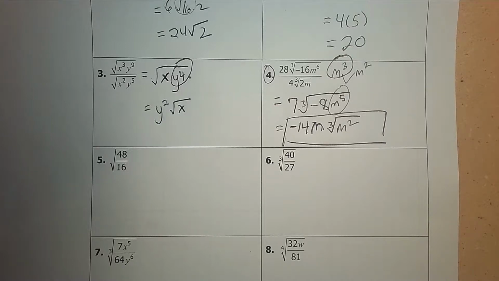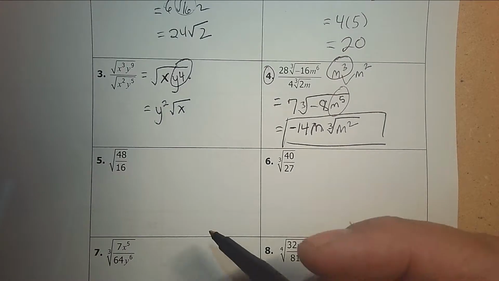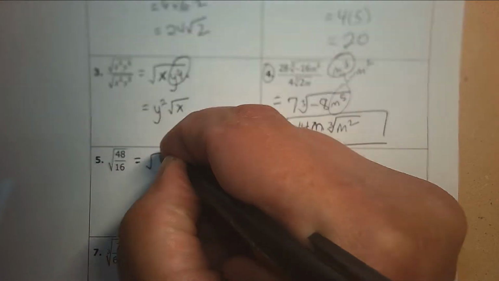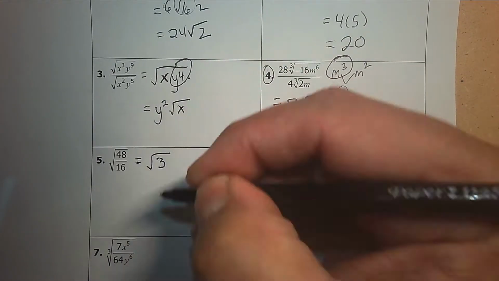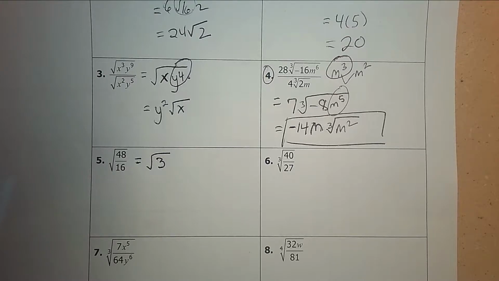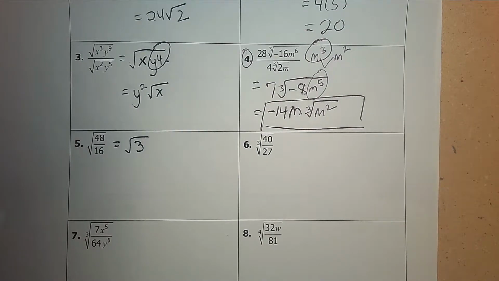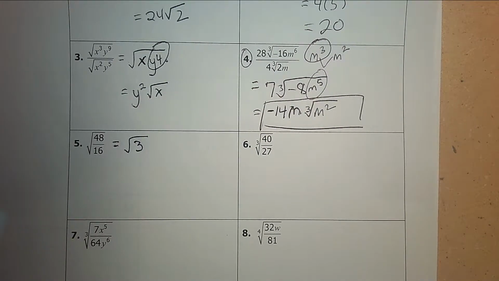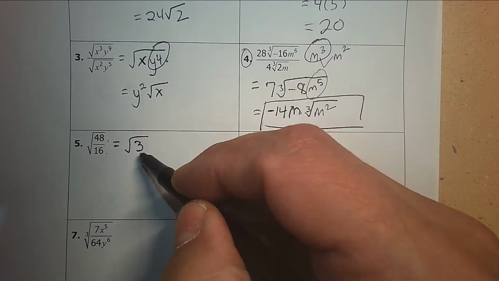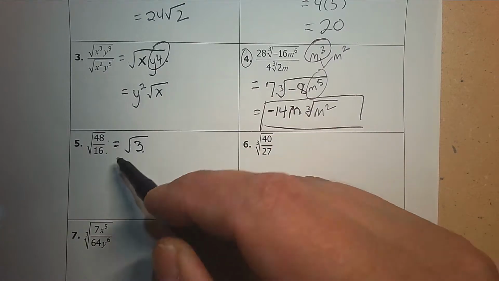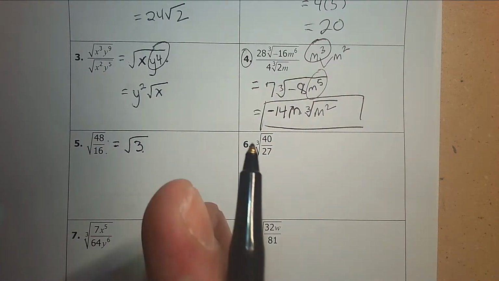Here's an example where the square root goes over the entire fraction. We don't have one on top, one on the bottom, just one big square root that belongs to both. So, does 16 go into 48 evenly? Yep. How many times? 48 divided by 16 is 3, and the square root of 3 is prime, so it's over. Next question.